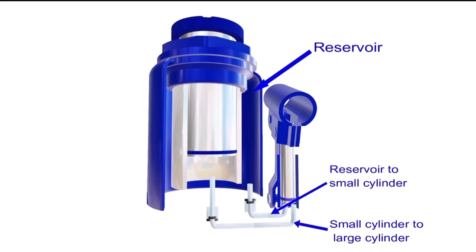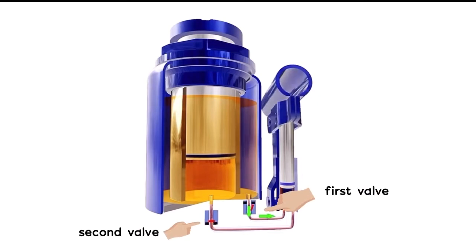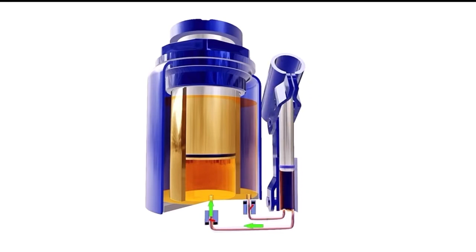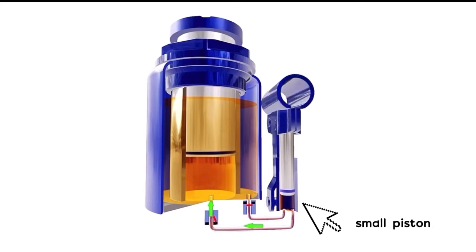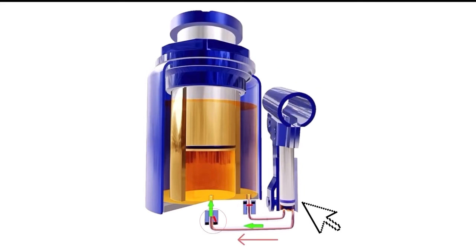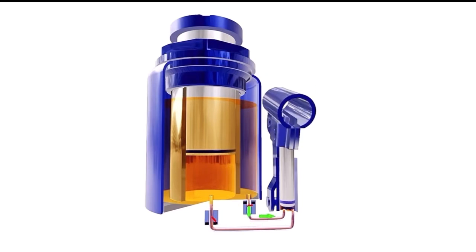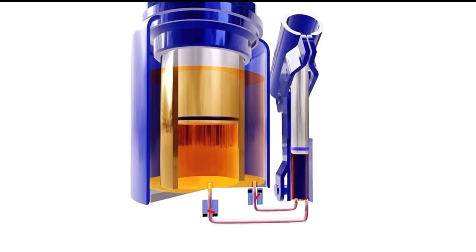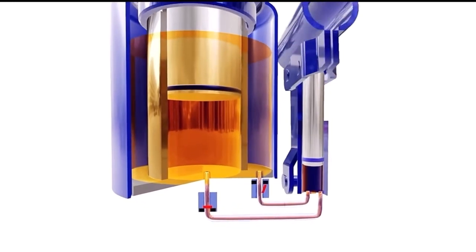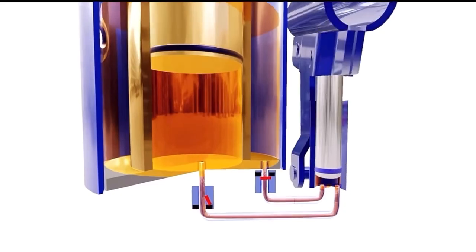We have an oil reservoir. We have a reservoir to small cylinder which connects the small cylinder to the large cylinder. So you can see there are two valves involved in the hydraulic jack. When the handle is pressed down, the first valve will close and the small piston forces the oil through the second valve to the large cylinder. When the handle is raised, the second valve will close and oil flows from the reservoir through the first valve into the small cylinder. Lastly, the handle is pressed up and down continuously until the load is sufficiently raised.